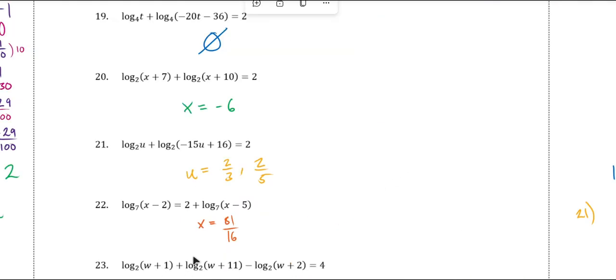Number 23 has a combination of all of these things. We have a sum of logs and a difference of logs. Let's see if that messes things up too badly.